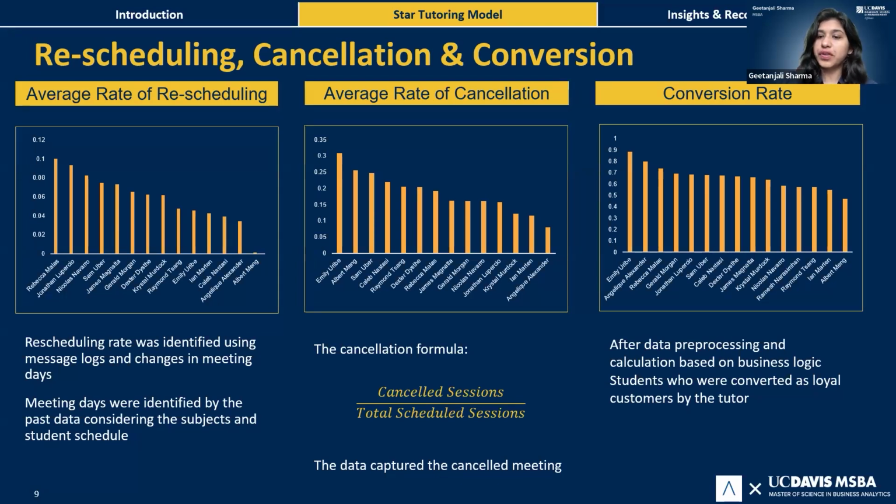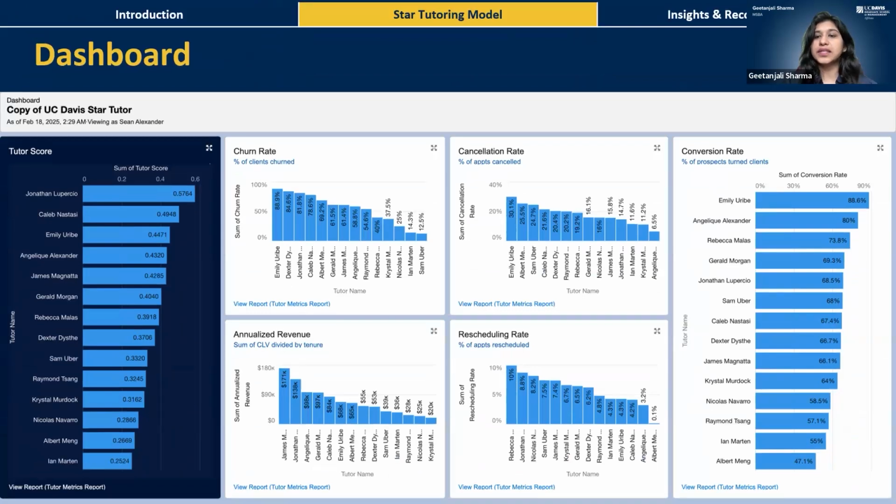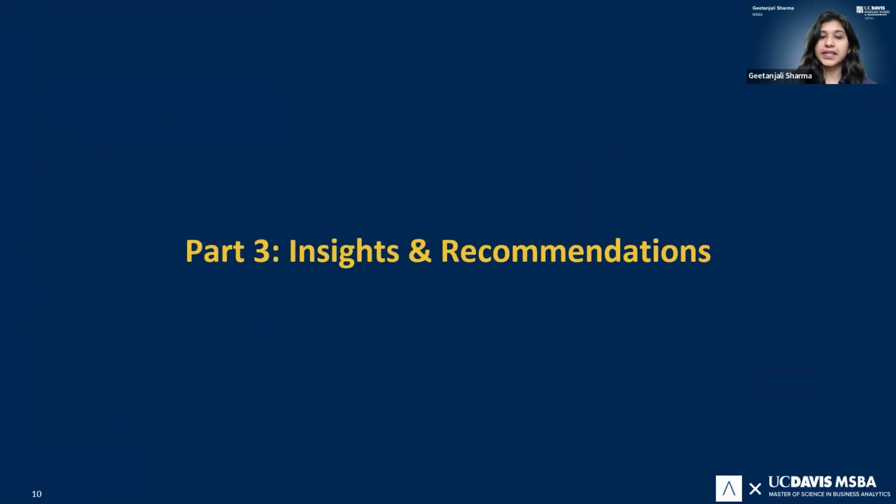And the third one is the conversion rate. Over here, as Sean mentioned, we have one free class or a trial class with the student. So here the metric gave us an insight on how good a tutor was in converting a free class to a whole subscription, or converting a student who's taking the class for the first time to a loyal customer. So these were the 3 metrics apart from that. And next slide, please, Andrew. And yes, as we can see, we delivered this dashboard to Sean. And next we'll have the insights and recommendations.